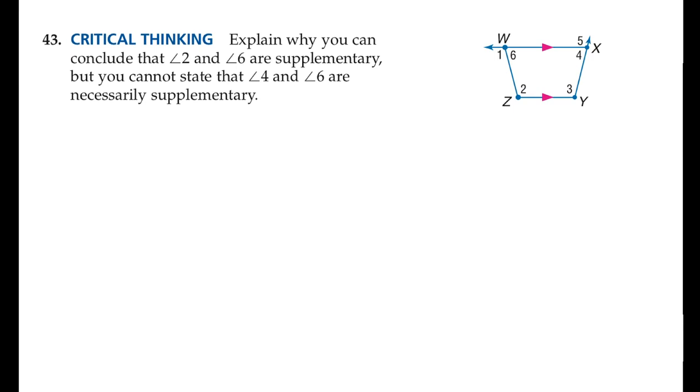Explain why you can conclude the angle 2 and angle 6 are supplementary, but you can't say... and this is really similar to the last one. I dropped this in because this is one of the most common errors people have. So this line is parallel to this line, okay? What that tells us is we know relationships along one transversal of that line. So we know things about angle 3 and 4. Those are supplementary, consecutive. Remember, that's the consecutive interior angle theorem.